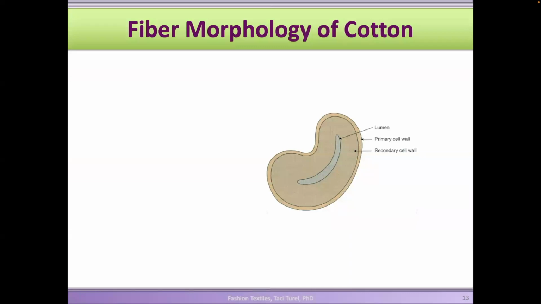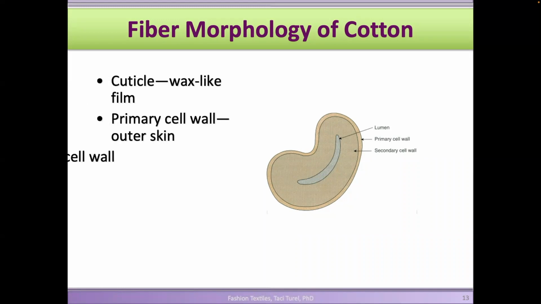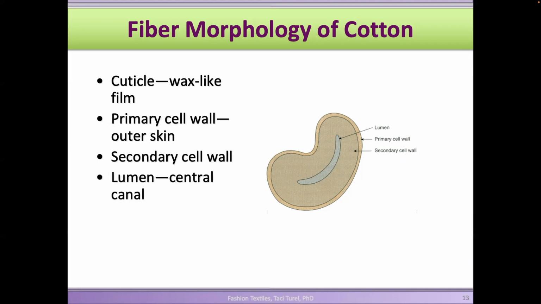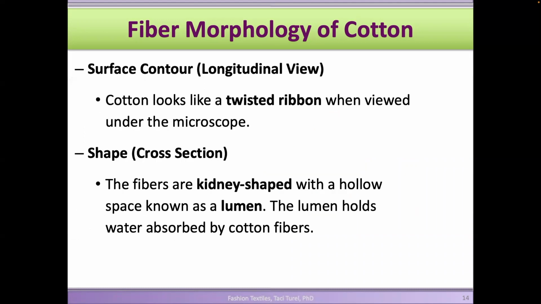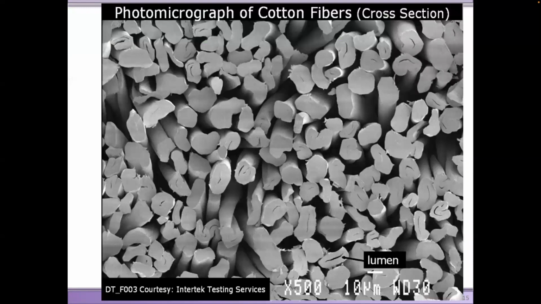This isn't the natural color that it comes with. When we look at the fiber morphology, we talked about the kidney shape. You guys said it looks more like a baby. So yeah, it does look a little bit like that in the cross section. And when you analyze it, there is this central canal that is called the lumen, and there are those outer cells. And then when you look at the surface, it actually looks more like a ribbon that has convolution.